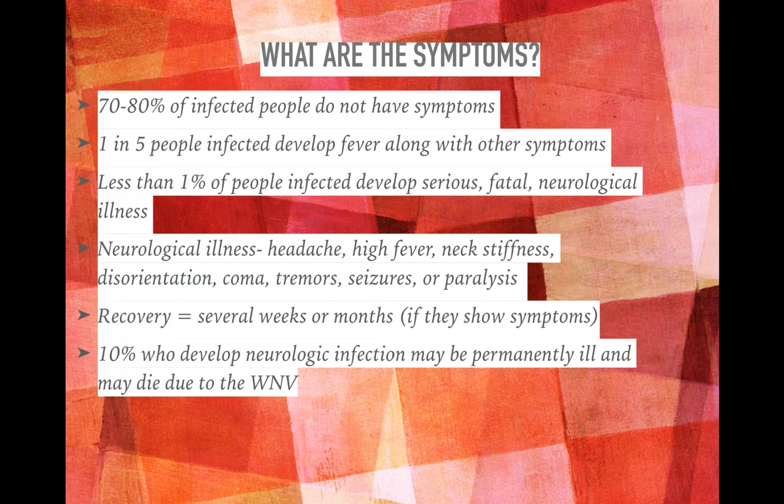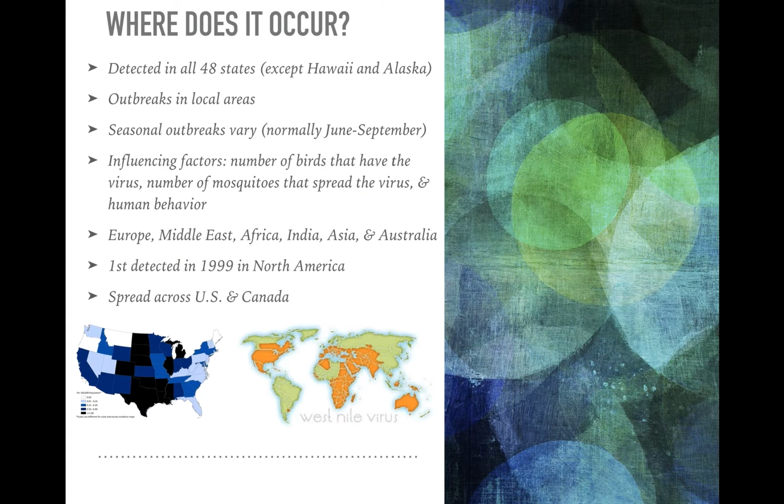What are the symptoms of West Nile virus? 70 to 80% of infected people do not have symptoms. 1 in 5 people infected develop fever along with other symptoms. Less than 1% of people infected develop serious, fatal neurological illness. Some examples of neurological illnesses include headaches, high fevers, neck stiffness, disorientation, coma, tremors, seizures, or paralysis. The recovery period is usually several weeks or months if they show symptoms. 10% who develop neurologic infection may be permanently ill and may die due to the West Nile virus.